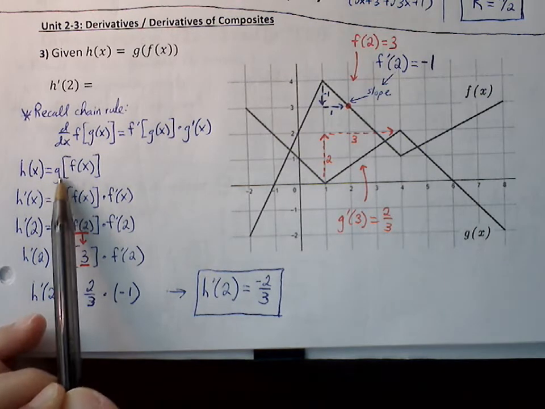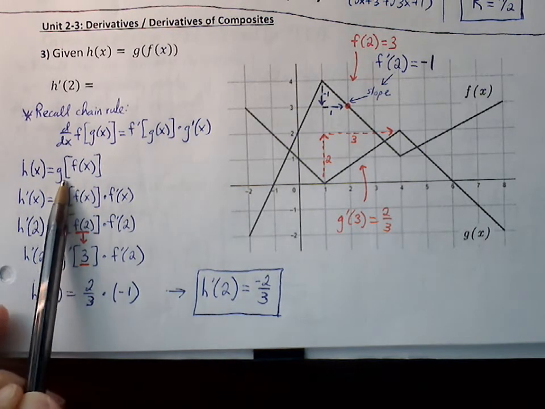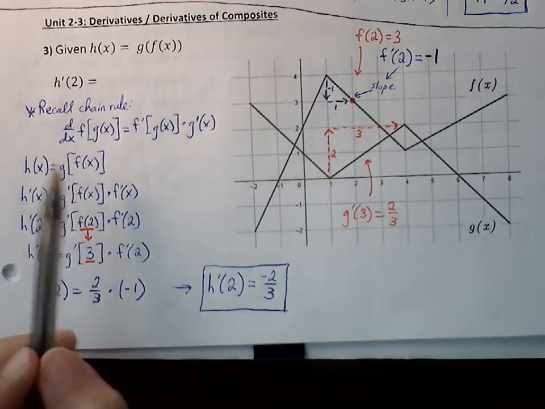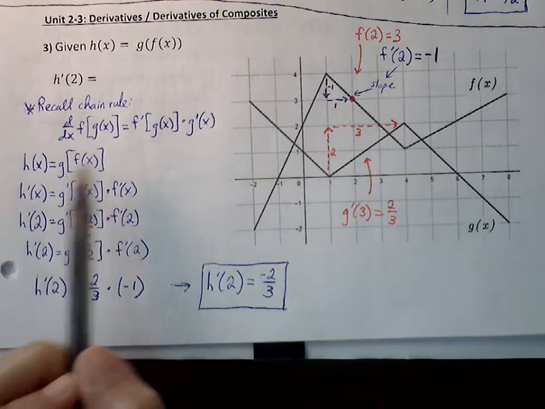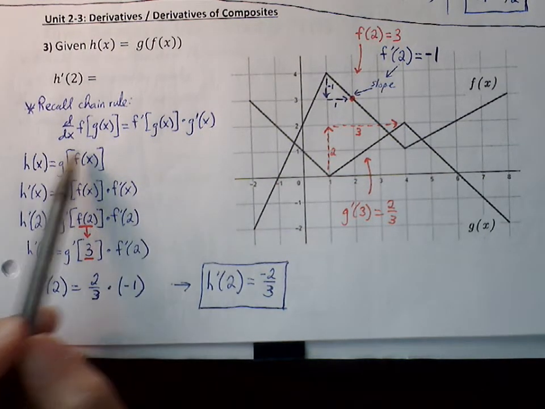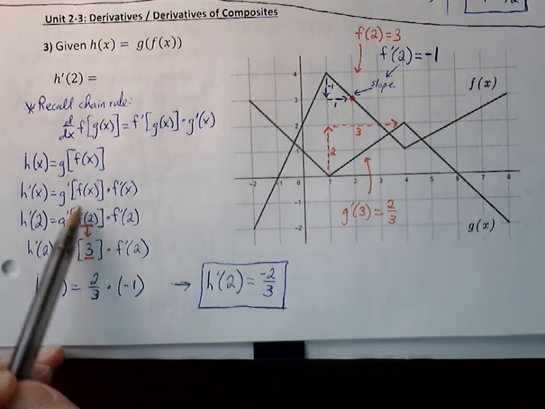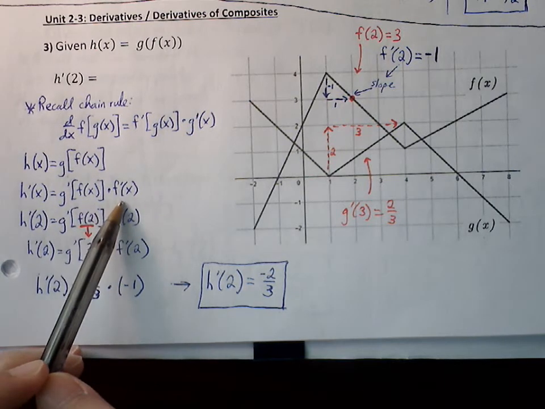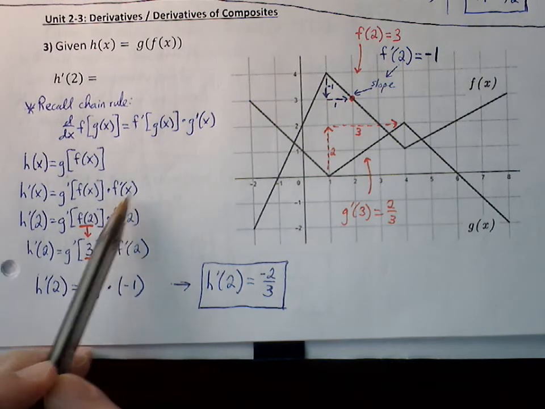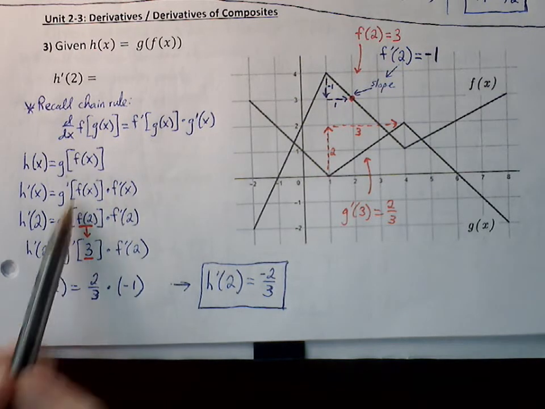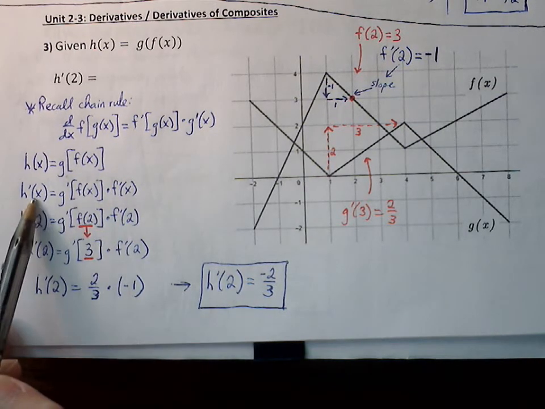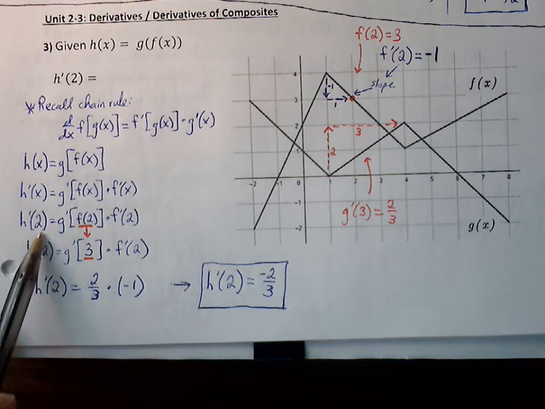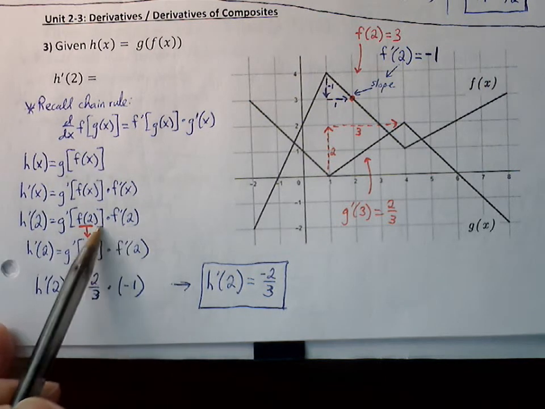So here, I'm going to rewrite my full expression for h of x, which is g of f of x. So we're going to go through and step through our multiple derivatives here. Our outside derivative is g prime of f of x multiplied by the inside function's derivative, which is f prime of x. And piece by piece, we're going to see if we can get this out of function notation. So we're going to find h prime of 2. So first thing, let's replace every x with 2.